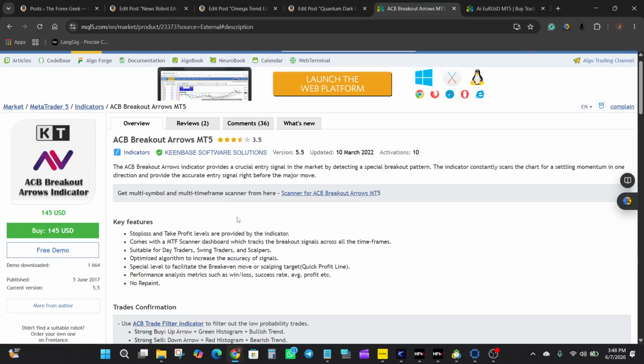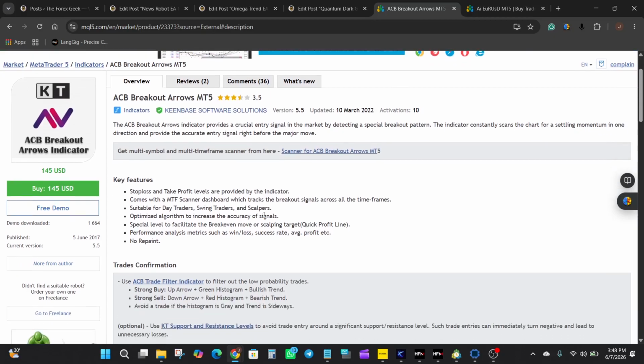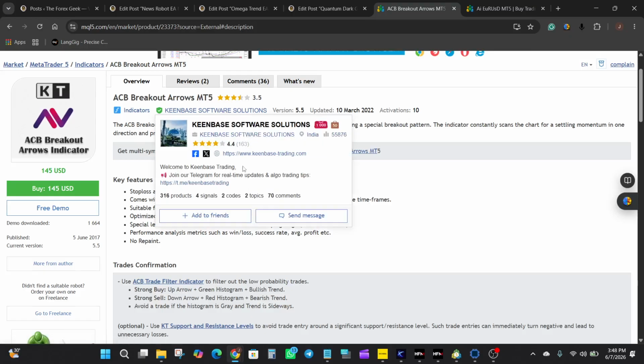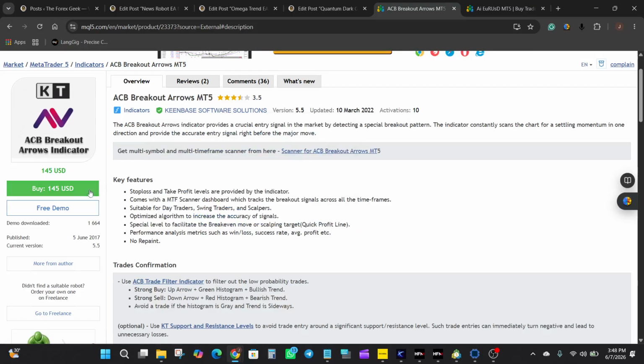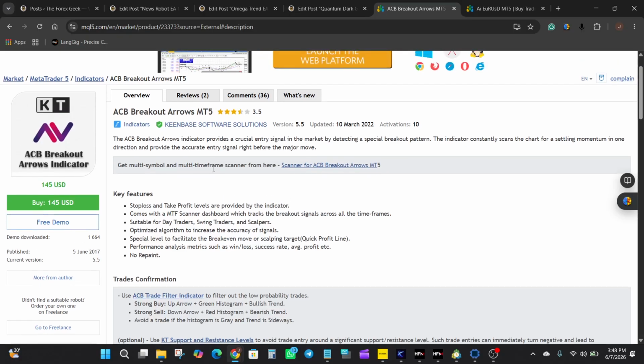So here we are on the MQL5 marketplace page for the ACB Breakout Arrows, and this product is offered by Keen-based software solutions, and at the time of this review it is priced at 145 US dollars, and the current version is 5.5, which was updated on March 10th 2022. According to the developer, the ACB Breakout Arrows is designed to identify a specific breakout pattern by scanning the chart for momentum that has settled in one direction before generating an entry signal ahead of a larger move.